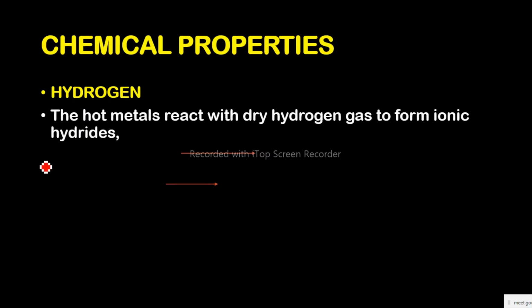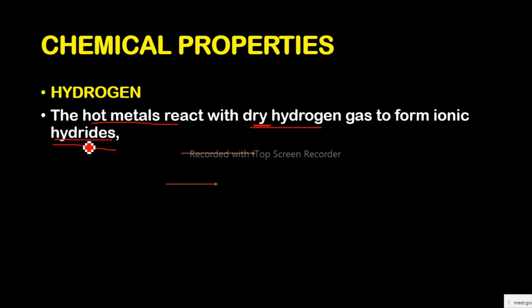Now, when these group 2 and group 1 elements are heated, they react with hydrogen. It must be dry, not moist. So they react with hydrogen gas to form the ionic hydrides. Now in this case, hydrogen reacts as a hydride. Why hydride? Because it is reacting with the most electropositive elements.